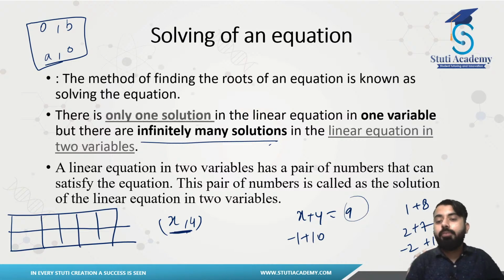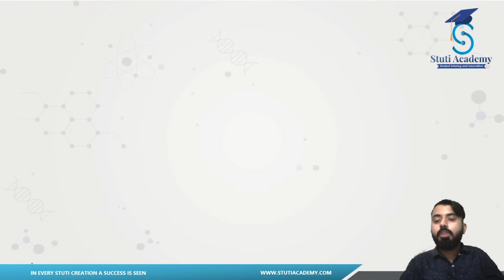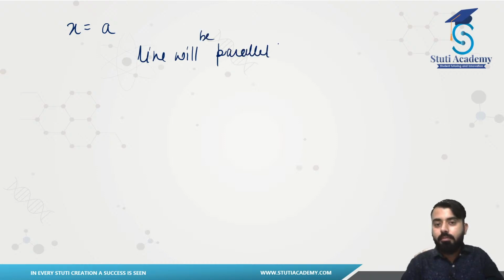So this will be the case, right? Now let's move forward. You have to remember this one, some concepts from our earlier classes. If you have x equal to a, the line will be parallel to the y axis. And remember, if you have been given y equals b, then the line will be parallel to the x axis.